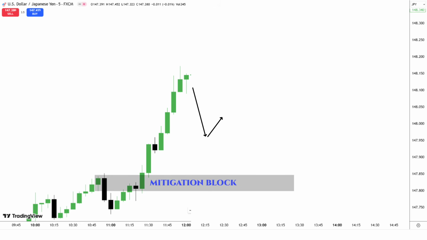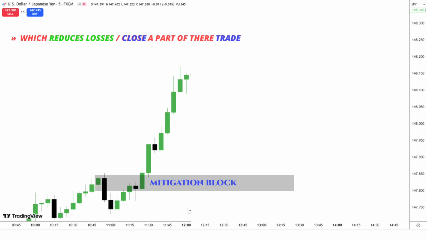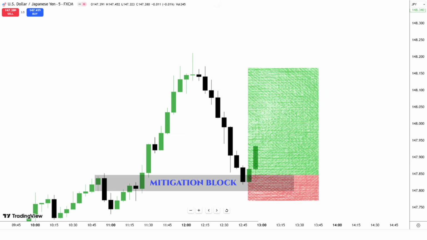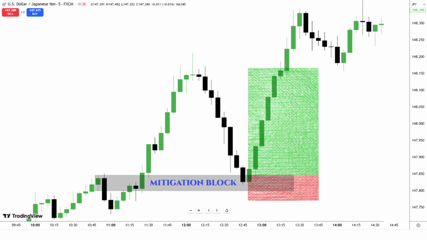One more advanced concept I want to share with you is mitigation. Sometimes when price returns to an order block, it's not to start a new trend. It's just smart money coming back to manage their original position, maybe to reduce losses or close a part of their trade. This is called mitigation. These mitigations still cause strong reactions and can still give us good trades.